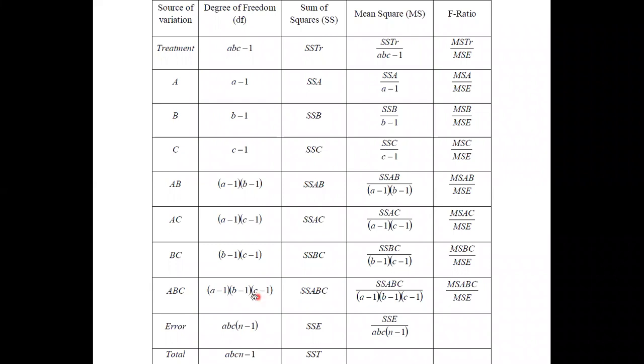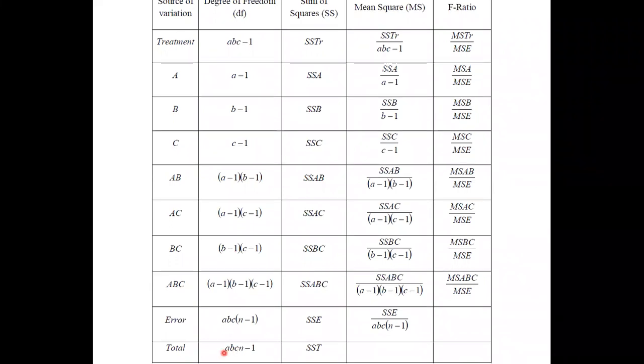And then to get the total, you take a times b times c times n minus 1, where n is the number of replicates that you have used. If you subtract abc minus 1 from this quantity, you get the degrees of freedom of error. And what I need to tell you is that if you take the summation of this set of values, it should be equal to abc minus 1.